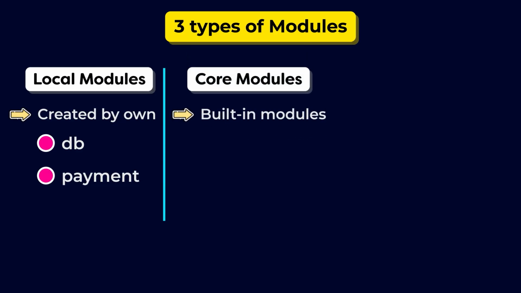These are the built-in modules which we get with Node.js. They are already available in all Node applications. For example, fs for file system, http for creating an HTTP server or making HTTP requests, os for operating system related functionality, and many more. Don't worry, I will explain all core modules in the upcoming lessons of this section.